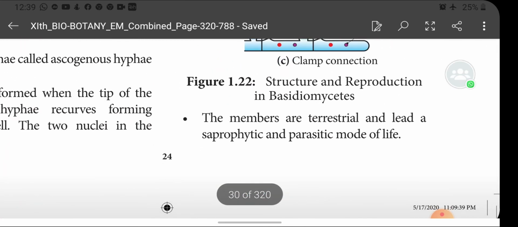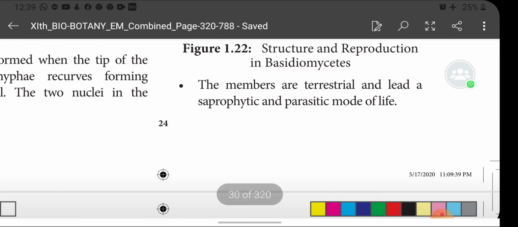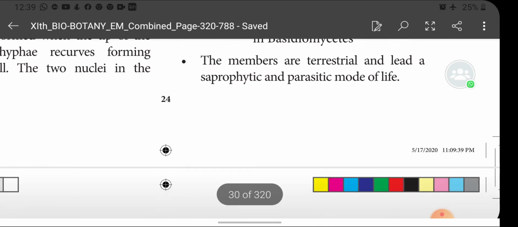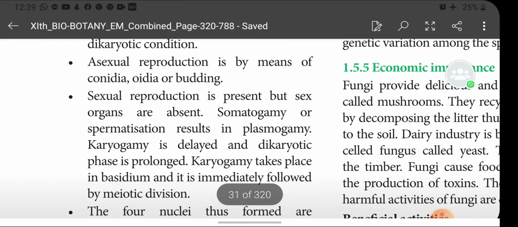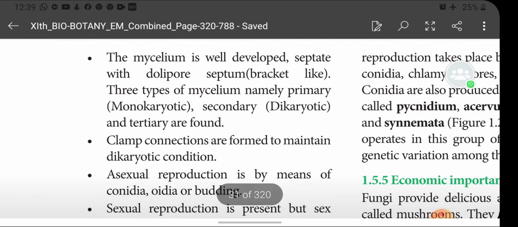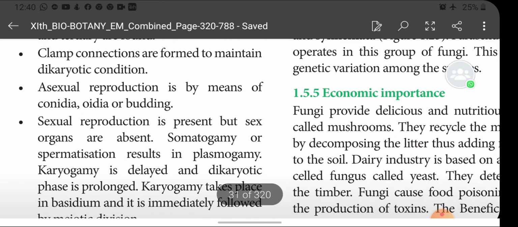For example, the members are terrestrial and lead a saprophytic and a parasitic mode of life. The mycelium has a well developed substrate with a dolipore septum. Three types of mycelium, namely primary, that is monokaryotic, secondary, dikaryotic, and tertiary, are found. Clamp connections are formed to maintain the dikaryotic condition.